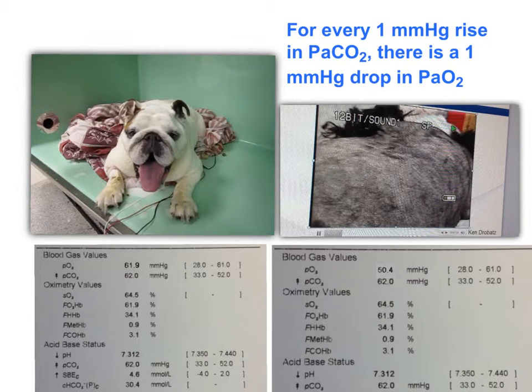So the first thing to know is that for every 1 millimeter rise in PaCO2, there's typically a 1 millimeter drop in PaO2 if it's just due to hypoventilation alone. And so let's look at these two blood gases. The first is a dog who is breathing like this.